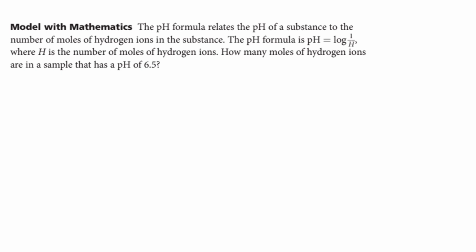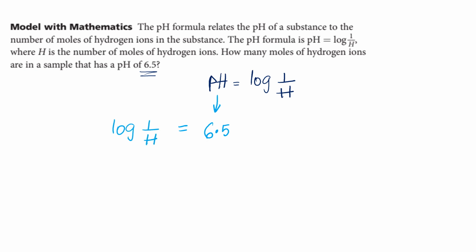The pH formula is pH equals log of 1 over H, where H is the concentration of the hydrogen ions. How many moles of hydrogen ions are in a sample that has a pH of 6.5? Very simple, just replace the pH by 6.5, and it is written log of 1 over H. Now solve the equation.